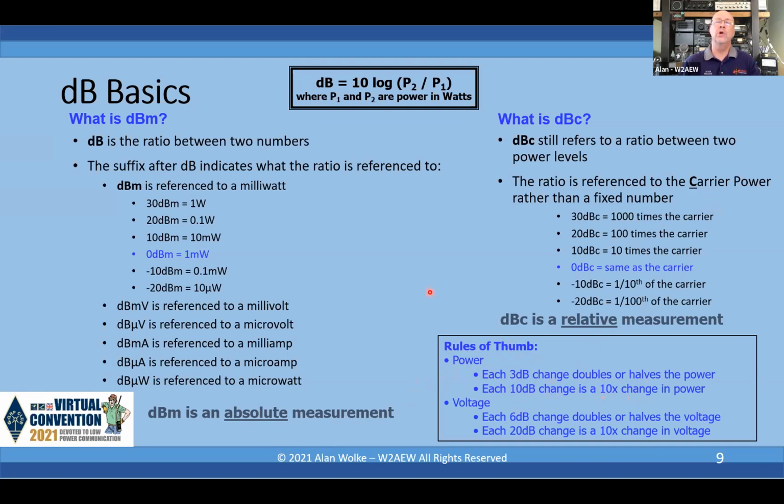Now, of course, since we know that power is equal to the square of voltage divided by impedance, because of that square term, this 10 turns into a 20 if we need to compute that ratio in voltage. And therefore, these numbers kind of double. So a 6 dB change is doubling or halving the voltage. A 20 dB change is a 10x change in voltage. So those are your basic rules of thumb. Apologize for the wordy chart on the slide, but these slides will be made available to you, so you could always download this and keep this as a reference if you like.